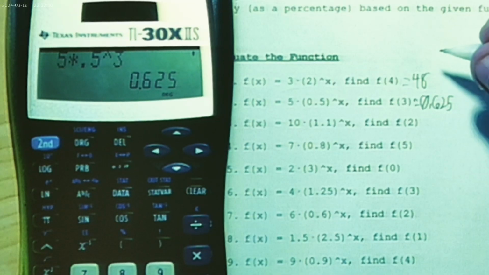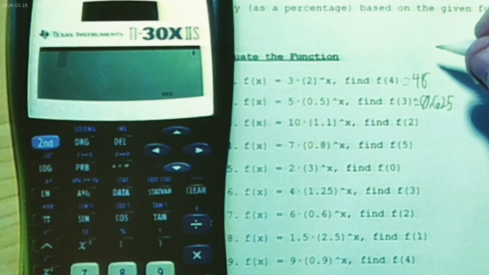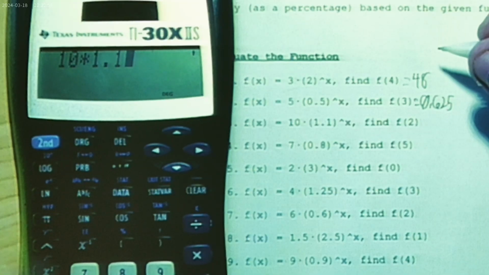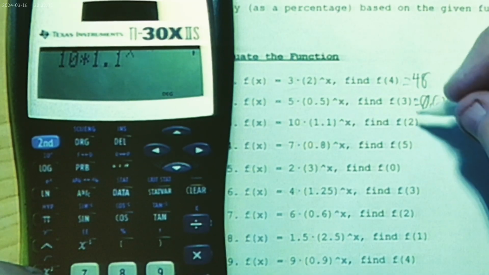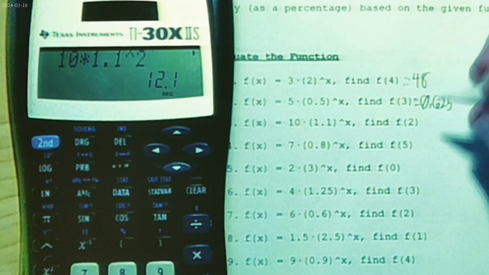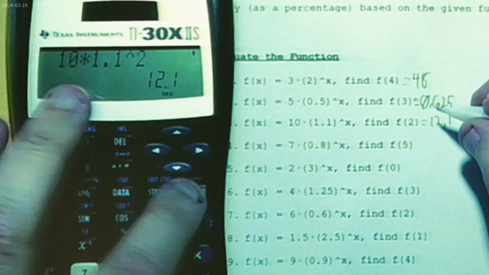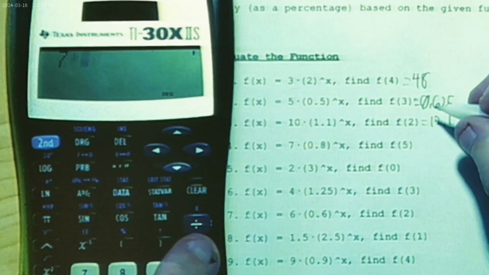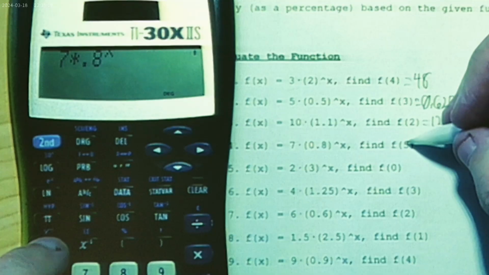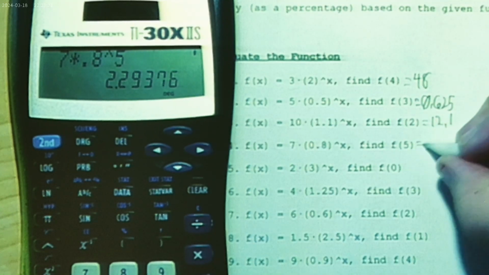It is this straightforward, and you are going to have access to this kind of calculator on the different assessments. So I've got 10 times 1.1 up caret x, but instead of x, it's going to be 2. That equals 12.1. All right. For number 4, I've got 7 times 0.8 up caret, and instead of x, I'm going to put in 5. Looks like 2.29.